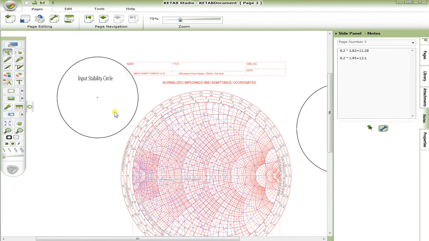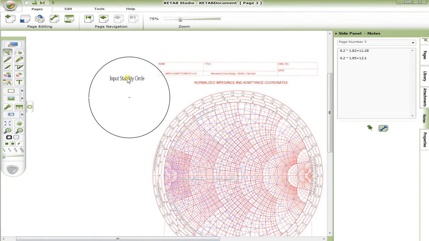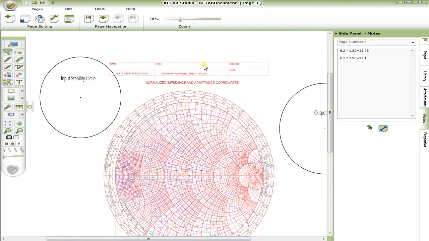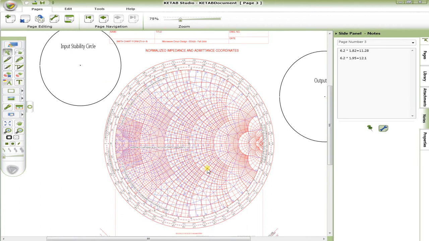Now we finished drawing both our circles, the input stability circle over here, and we did the same thing for our output stability circle, which we have over here. As we can see, both circles are outside our Smith chart, so the system is always stable, as we got from K and delta. Next we're going to find our constant gain circles.